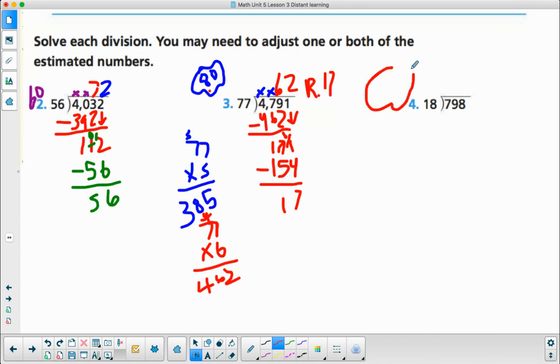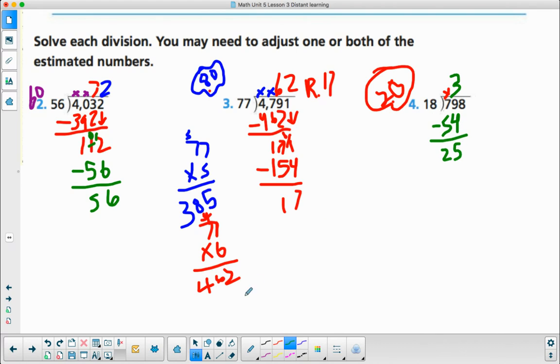Let's do number 4. 18 rounds to 20. There aren't any 18s there. I'm going into 79. Don't know how many 18s in 79, but I know how many 2s there are in 7 are 3. So I'm going to try 3. 3 18s is 24, 54. Subtract. And I get 25 left. Ding, ding, ding. I underestimated.